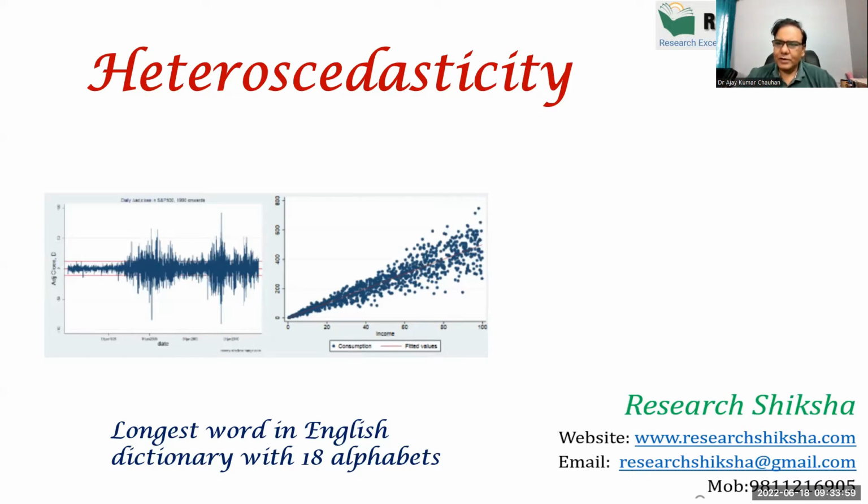One of the distinct features of heteroskedasticity is that it is the longest word in the English dictionary, and this word has 18 alphabets.